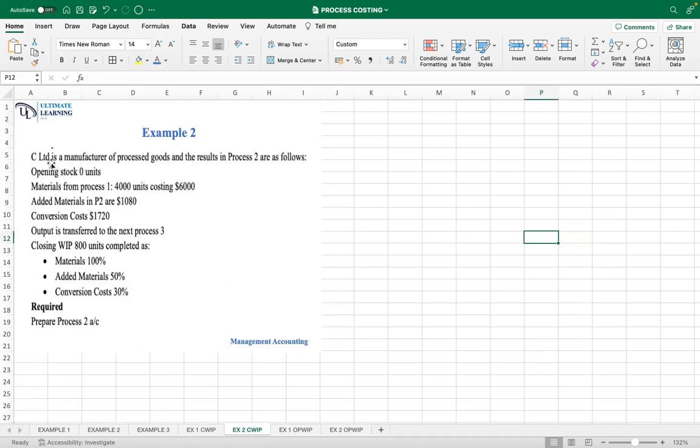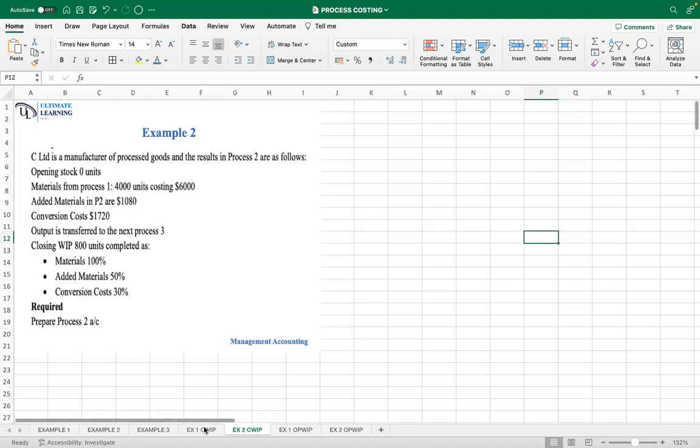So C Limited is a manufacturer of processed goods, and the results of process 2 are as follows. Opening stock is 0 units. Materials from process 1 is 4,000 units, costing 6,000. Added materials is 1080. Conversion costs, and output is transferred to the next process. Closing work in progress. So this question has not given you even normal loss.